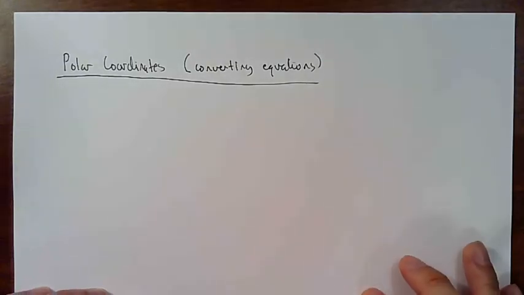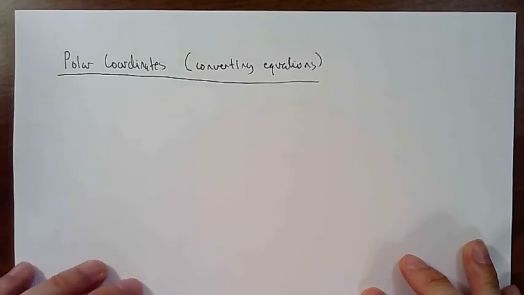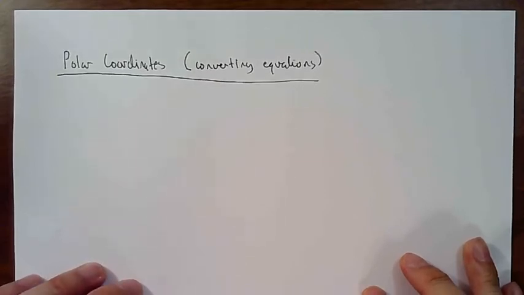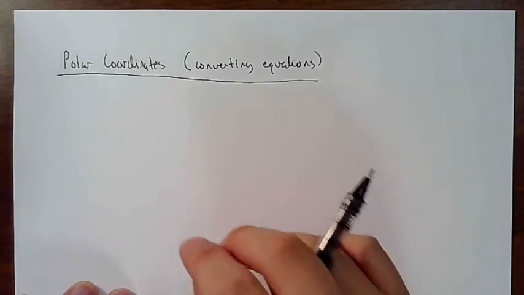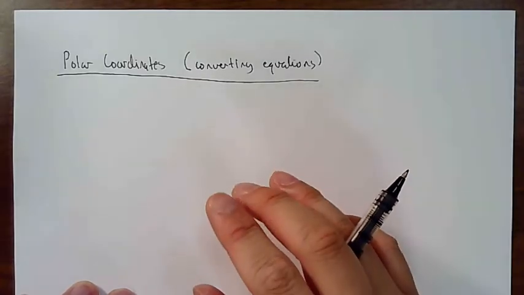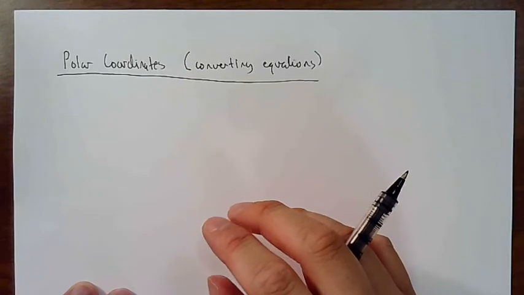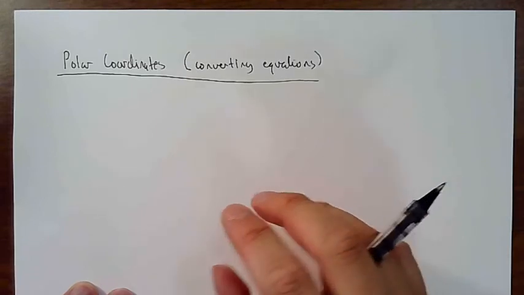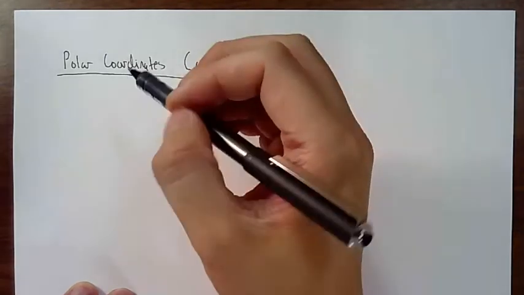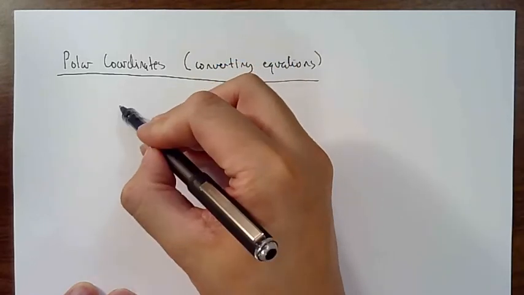Okay, so in this video, we're going to talk about converting from rectangular equations to polar equations. A rectangular equation will have x's and y's in it, just as rectangular points have x's and y's. And then our polar equation will just have r's and thetas, maybe just one or the other. So we just need some conversion factors here.